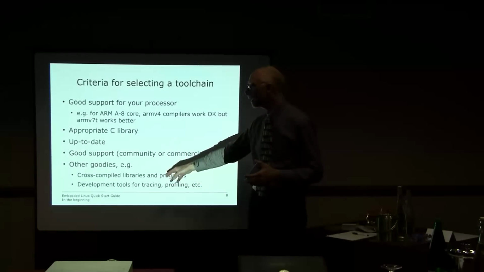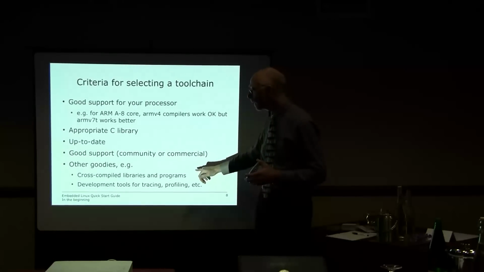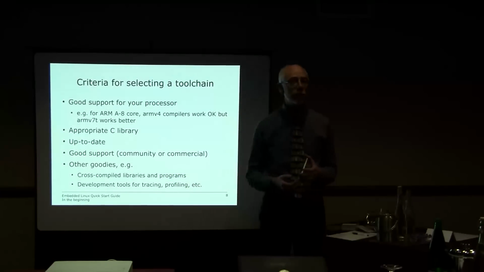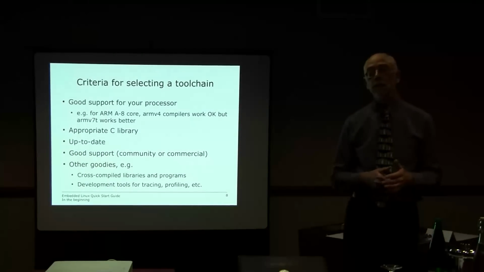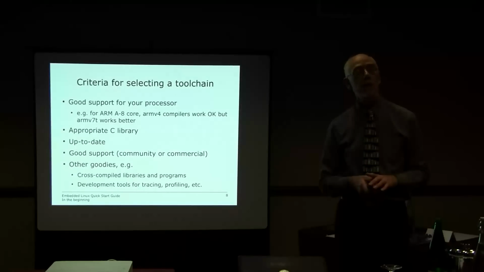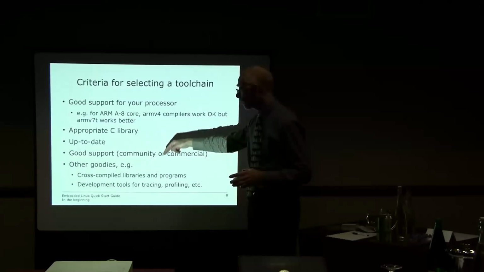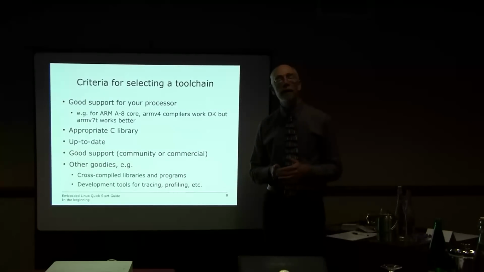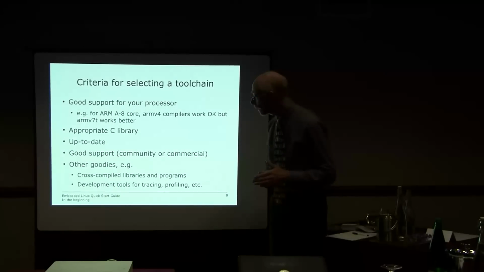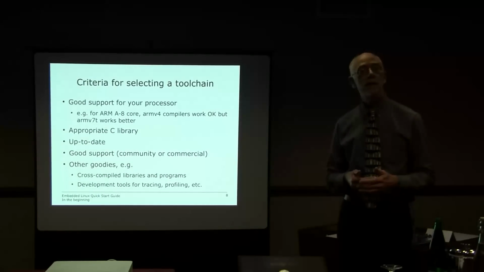And then optionally, there may be other things that you would like in your toolchain apart from just a C compiler. Very, very useful is to have a good repository of cross-compiled libraries and utilities of various sorts, so you don't have to cross-compile everything yourself, which, as I'll mention later on, is a real pain. And also development tools like tracing and profiling, memory leak detection, that kind of stuff. These are all good things to have. And then if you really like these kinds of things, you can maybe look for plugins for Eclipse or other development environments.